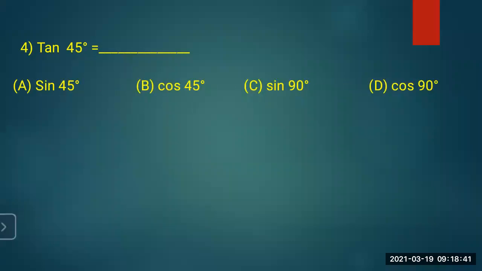Now the next question: tan 45 equals dash. You may be confused about what this question is. If you remember the table, the trigonometric ratio table which I just showed you, from that table you can see the values.